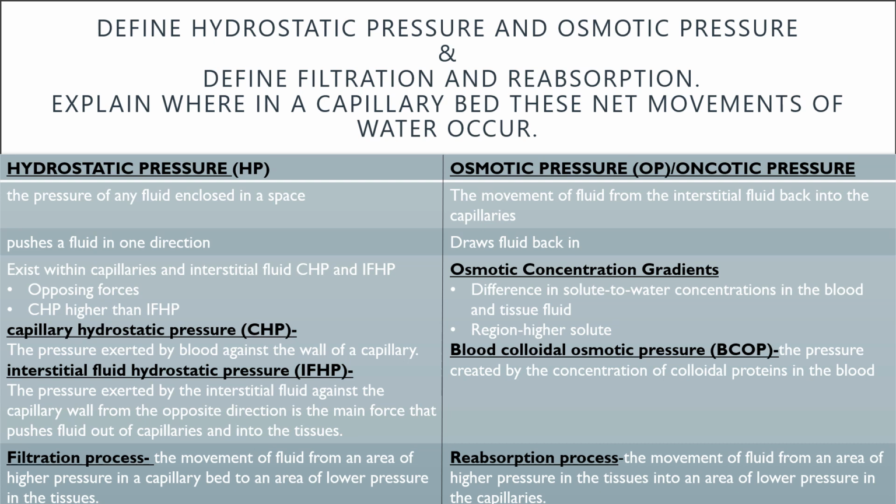It is important to recognize that the formed elements of blood do not contribute to osmotic concentration gradients. Rather, it is the plasma proteins that play the key role. The pressure created by the concentration of colloidal proteins in the blood is called the blood colloidal osmotic pressure, BCOP. That's its abbreviation. Its effect on capillary exchange accounts for the reabsorption of water.